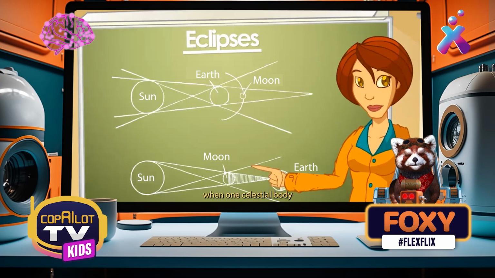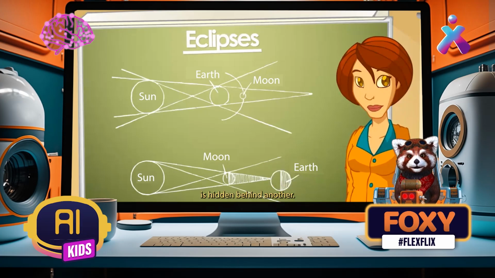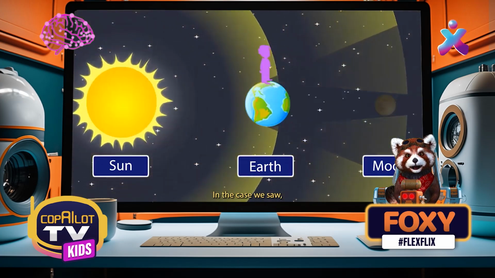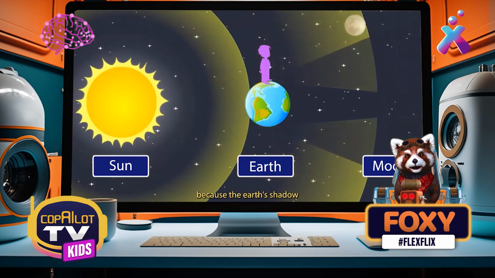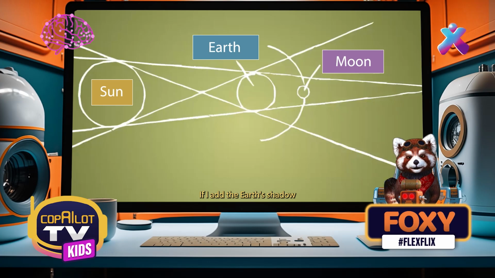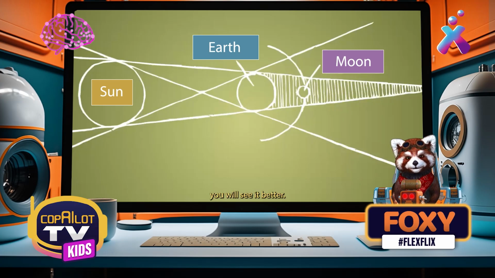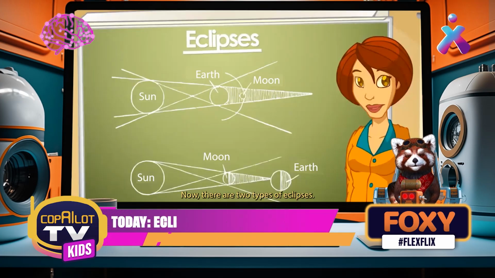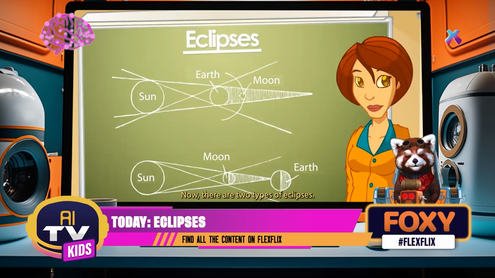Actually, an eclipse is when one celestial body is hidden behind another. In the case we saw, the moon will not be seen because the Earth's shadow hides it from the sun. If I add the Earth's shadow to the drawing on the blackboard, you will see it better. Now, there are two types of eclipses. One is lunar, and the other is solar.